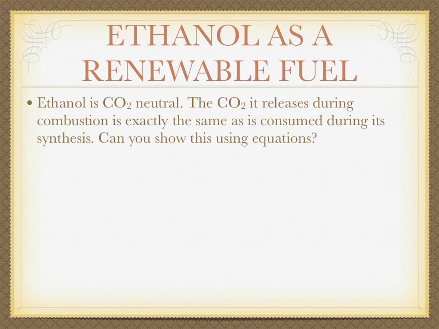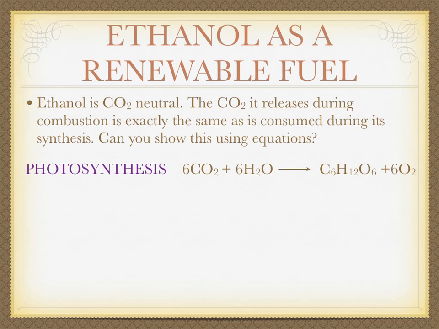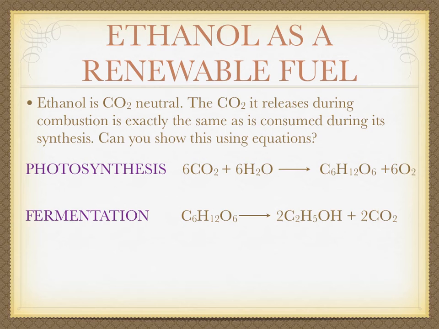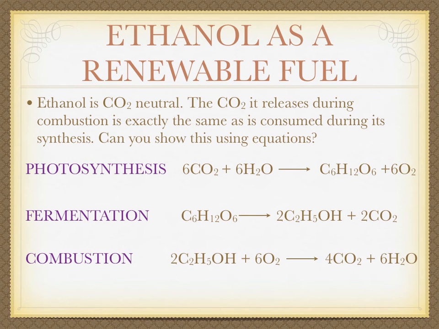What we're going to see here is that we can refer to ethanol as carbon neutral when we combust it. Have a look at these equations to represent it. Photosynthesis is an equation you must memorize. 6 moles of carbon dioxide are used in photosynthesis. During fermentation, for every 1 mole of glucose that was produced in photosynthesis, 2 moles of carbon dioxide are released. Likewise, when we combust the ethanol that's produced from fermentation, 4 moles of carbon dioxide are released.